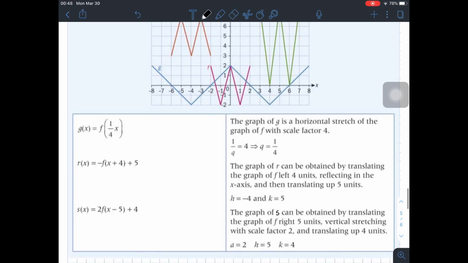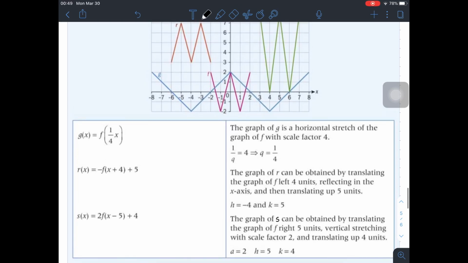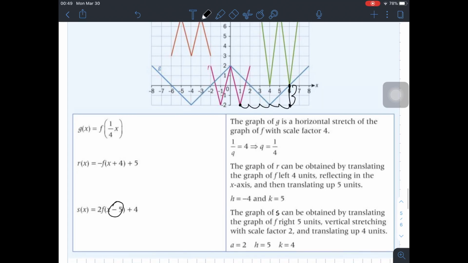S can be obtained by translating the graph of f right 5 units. You see that all points move to the right 5 units. For example, this one, 1, 2, 3, 4, 5, and we get to this point over here. We're moving 2 units up, right? 5 to the right, 2 units up. So 5 to the right, 4 units up. Yes, because there's a vertical stretch later on. So 5 units to the right, that's why it's -5.